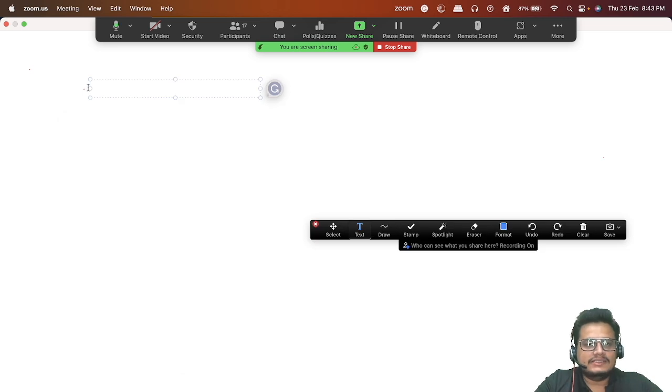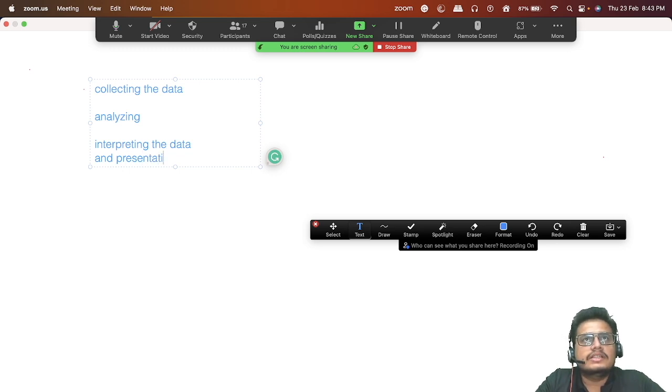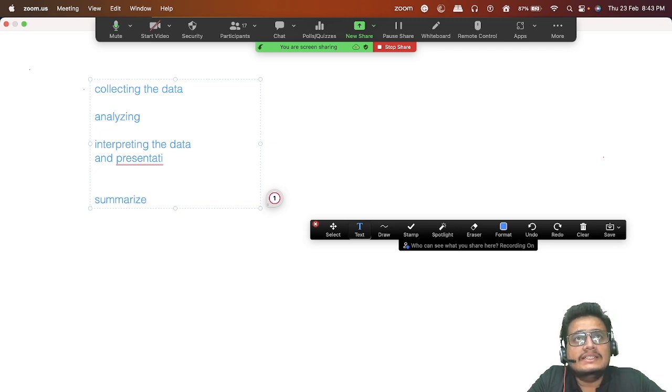So stats is basically a branch of mathematics that deals with collecting the data, then analyzing the data, then interpreting the data and presenting the data. ठीक है ना? So it involves mathematical methods and models, ठीक है, that are used to summarize and draw conclusions from the data.